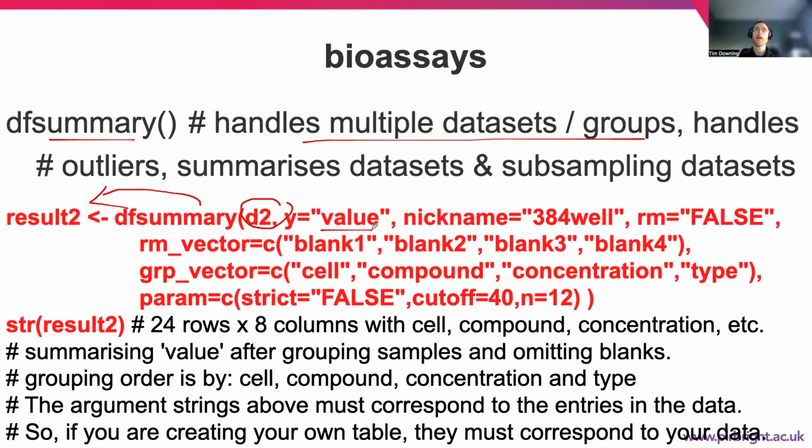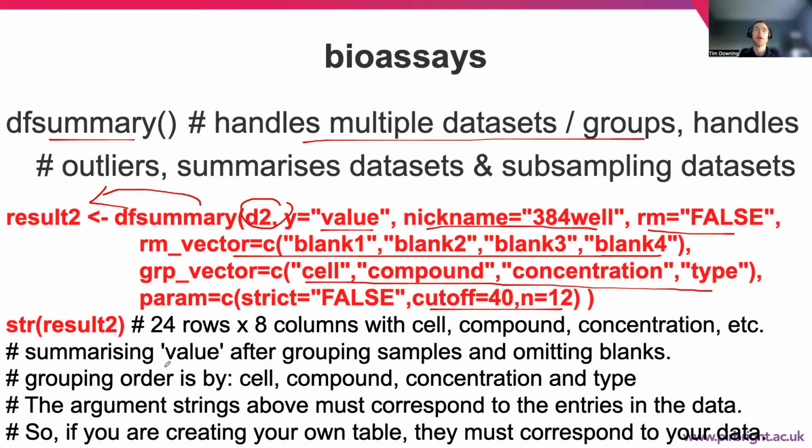So we're looking at the values. We have an optional nickname, which is up to you. We can choose not to remove rows with empty values. Then we have the blanks corresponding to what we had before. We have the other data that's in there, the cell, compound, concentration, and type. And then we have cutoff thresholds as well.